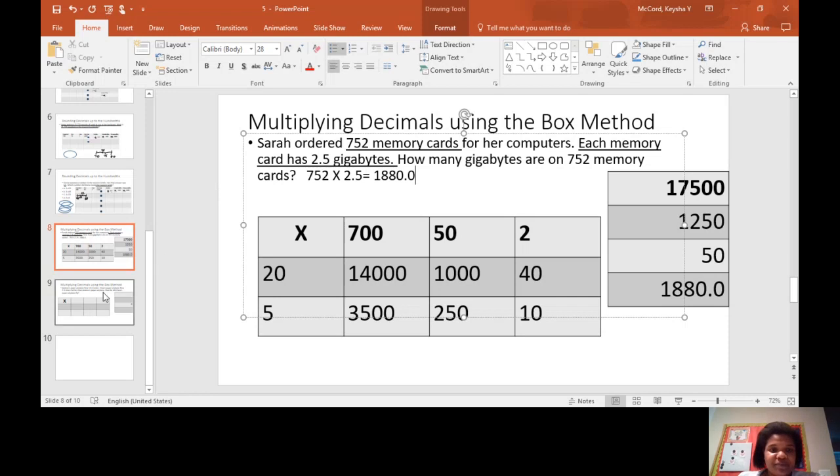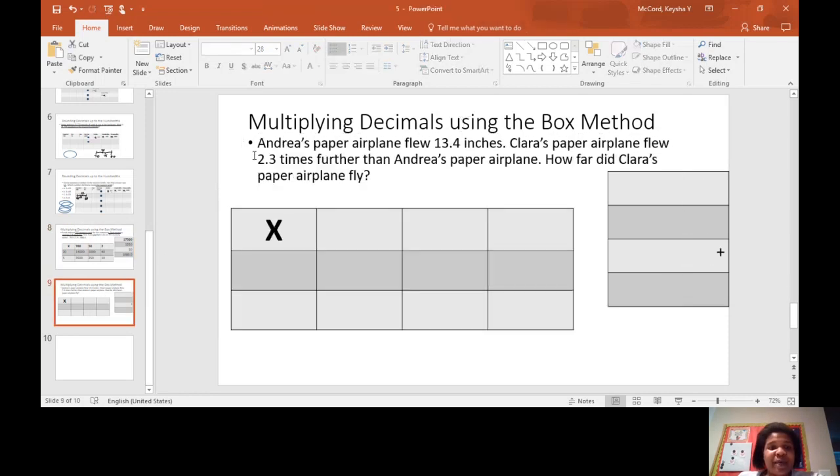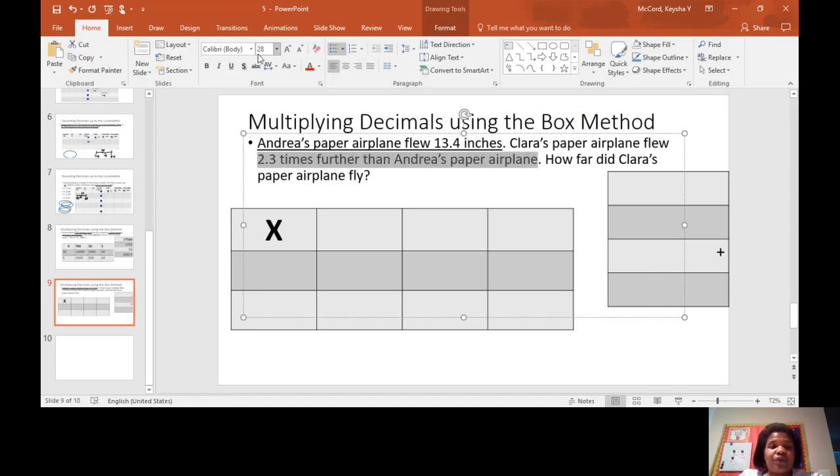Let's go to our second problem. Andrea's paper plane flew 13.4 inches. Clara's paper airplane flew 2.3 times further than Andrea's. How far did Clara's airplane fly? Well, I know Andrea's airplane went 13.4 inches, and Clara's airplane flew 2.3 times further than Andrea's.